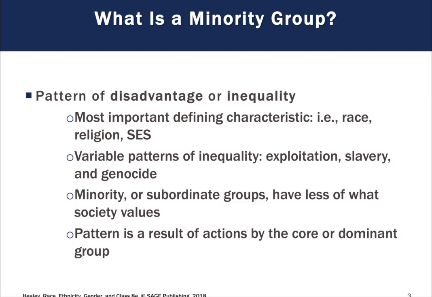Minority or subordinate groups have less of what society values. Minority groups can have less money, less status, less power, or no power versus that of the majority group. There is a pattern, and that pattern is a result of actions by the core dominant group. Those people with power usually are the majority group. As you're going through the readings for this week, I want you to pay particular attention to what gets defined in the pattern as advantage or disadvantage, and those things that are seen as equality or inequality.